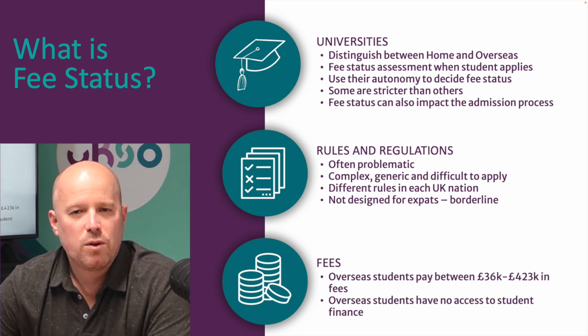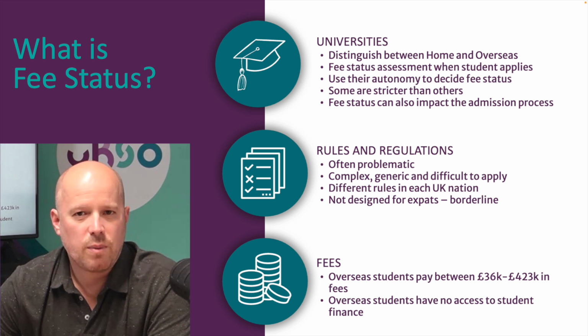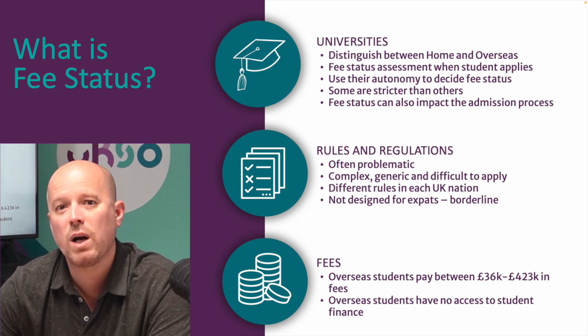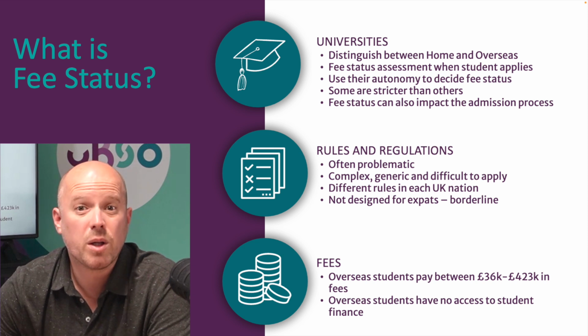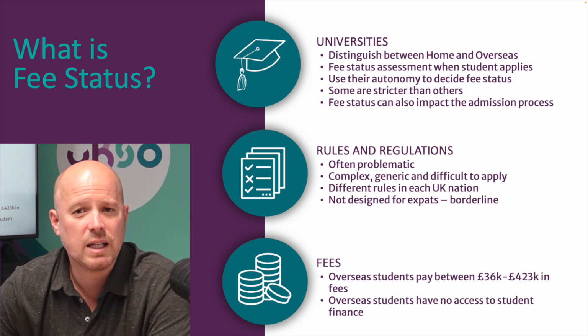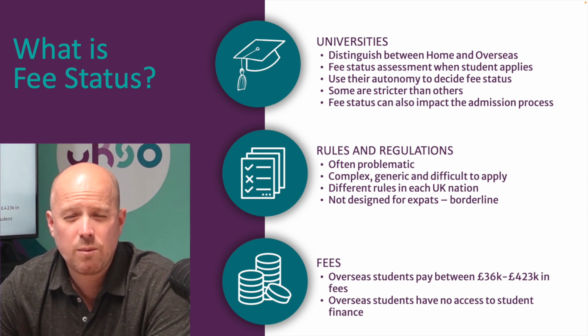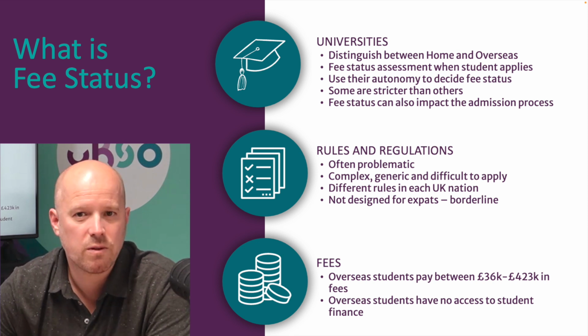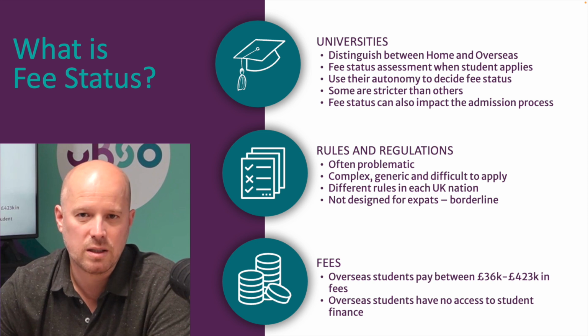So, what happens if you don't get assessed as a home fee paying student? Well, overseas fee paying students pay much higher tuition fees, anywhere between £36,000 and £423,000 for a UK degree. So, this is obviously a huge range, and it just reflects the fact that each university is setting their own fees for overseas fee paying students. Also, remember that overseas fee paying students are not able to access student finance. So you can't get that student loan from the government to help you with the cost of your tuition fees or your living costs while you are living in the UK.